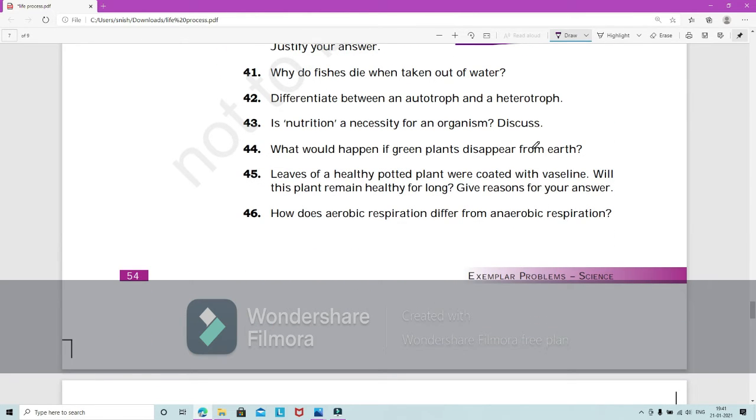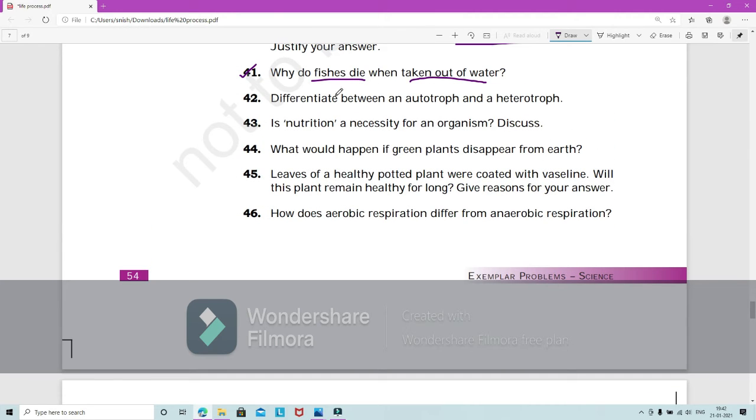Okay. Next question. Why do fishes die when taken out of water? This is also a simple question because fishes breathe or respire with the oxygen dissolved in water. But when taken out, no such medium is there, right? They don't have dissolved oxygen. There is a lack of dissolved oxygen, so the fishes will die. Simple. 41st one is also done.